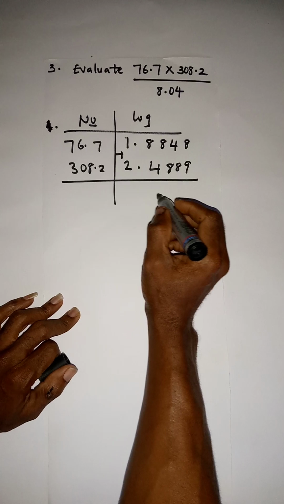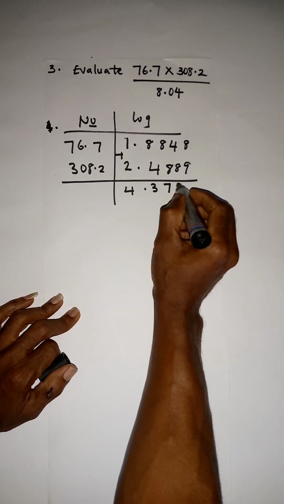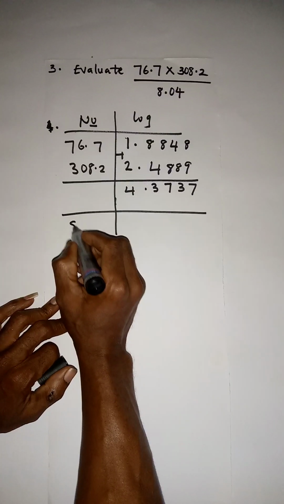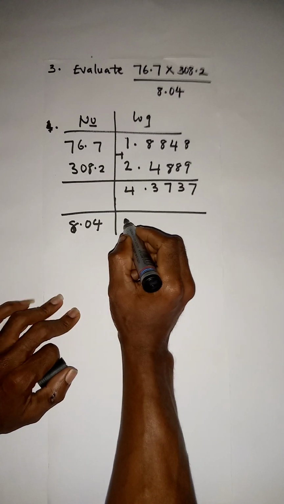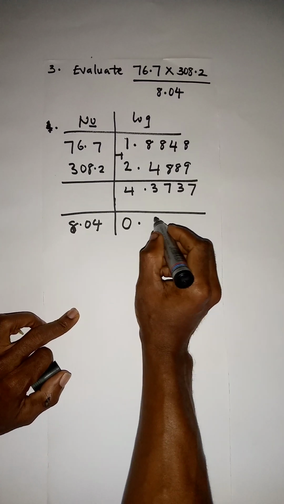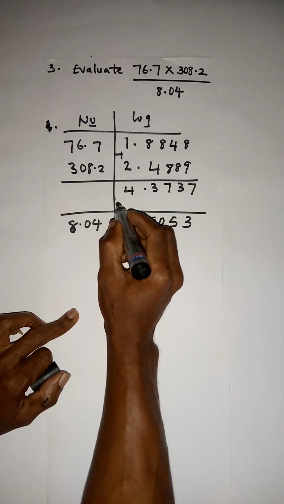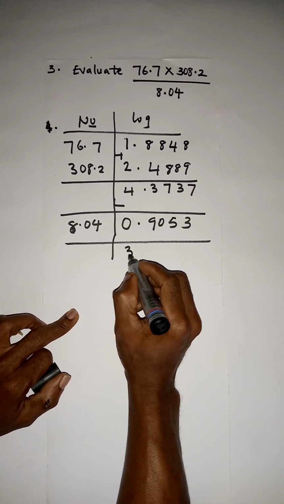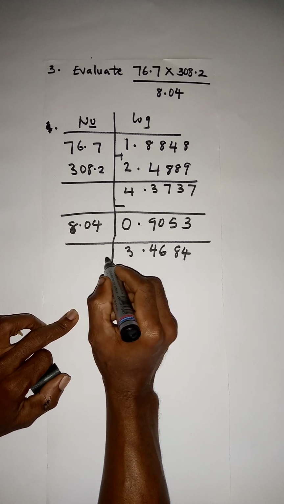So if you add that, you're going to have 4.3737. So that is it. Let's look at the denominator. We have 8.04. We have just a digit. 1 minus 1, we have 0 point. The logarithm of 80 under 4 is 9053. Because of this division, we subtract, and when we subtract, we're going to have 3.4684. Let's quickly check the antilog of that.